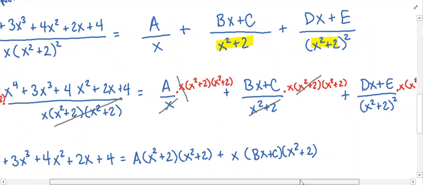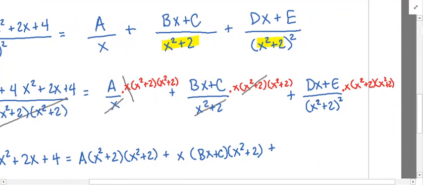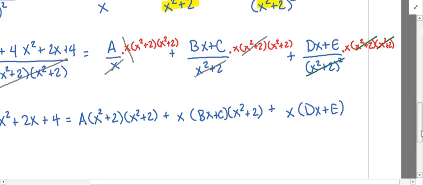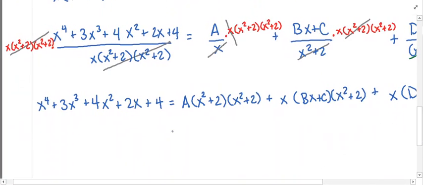Then we're going to have plus, in the bottom here, x squared plus 2 squared is x squared plus 2 times itself, so this cancels with this and this, and this last piece is going to turn into x times the quantity dx plus e. Make sure you're using good parentheses. Fractions are gone, but unfortunately we have a lot to multiply out.